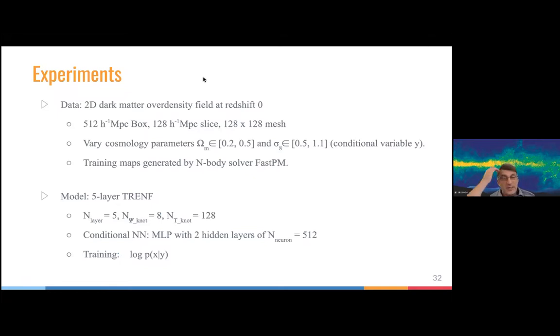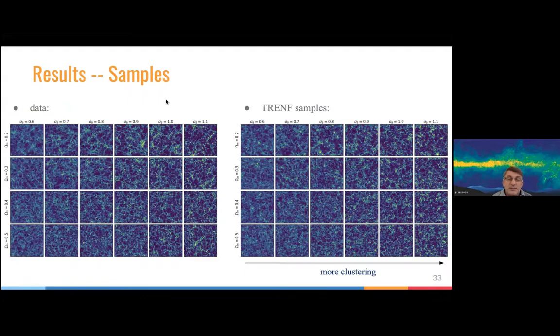Okay, let me show the results here. Here are some experiments. This is on a projected n-body simulation, so we're doing this on 2D projections. We vary cosmological parameters, in this case the matter density and the amplitude of fluctuations, sigma 8. And we model this with a 5-layer TREMF architecture. Let me just show the results on the samples. As I said, normalizing flows are nice because you can both draw samples and get the likelihood, and these are the 2 main tasks.